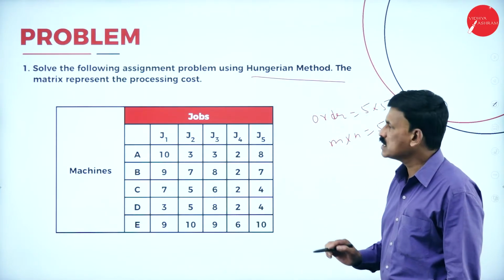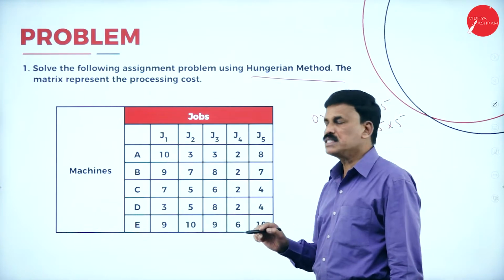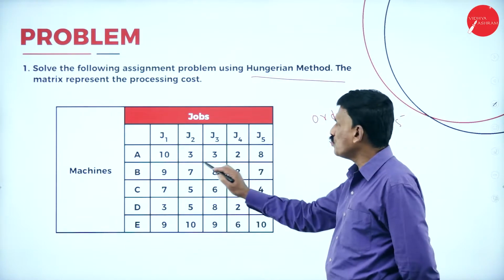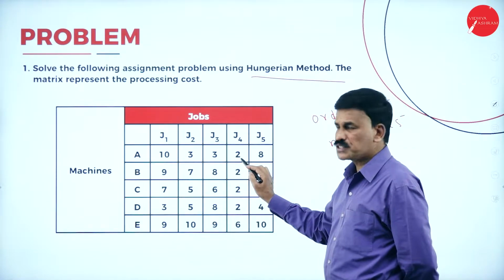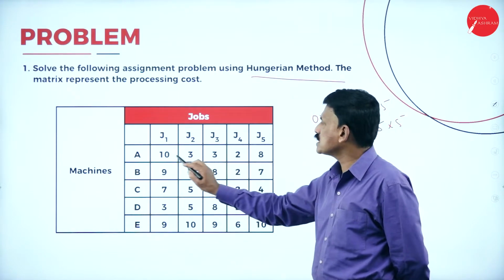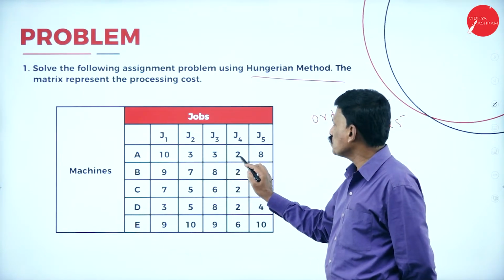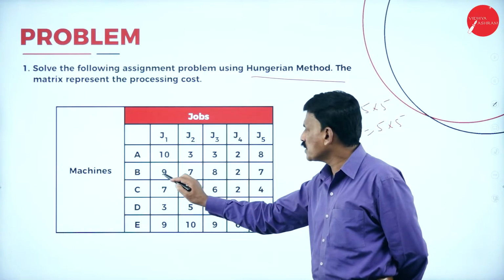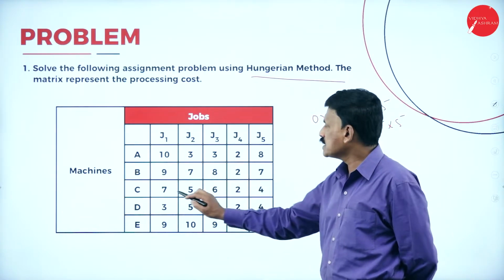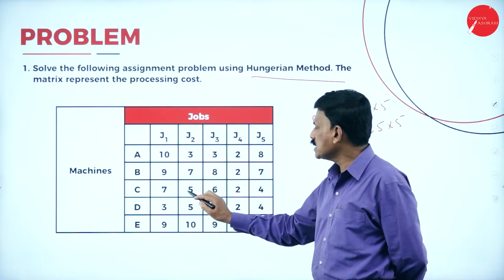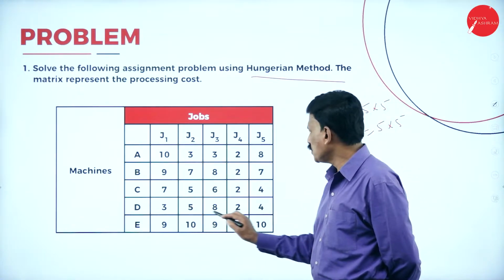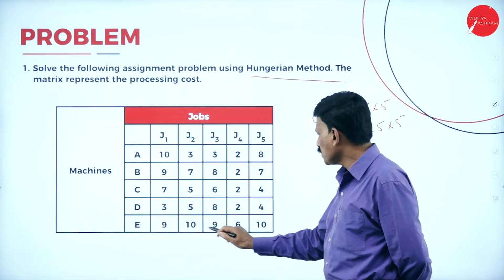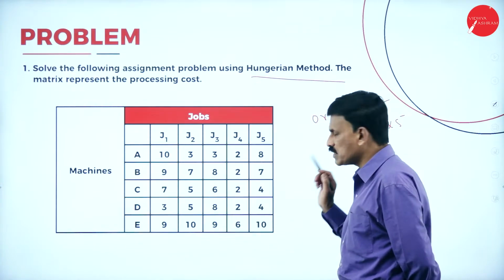Now the first method is row minimization. Row minimization is nothing but identifying the least element in each row. In row 1, row A, the least value is 2. Subtract every element by 2. That is 10 minus 2, 3 minus 2, 3 minus 2, 2 minus 2 and 8 minus 2. Similarly go to the next row. In the next row the least value is 2. Subtract every element by 2. In the third row the least element is 2. Subtract every element by 2. Similarly in the fourth row the least element is 2. Subtract every element by 2. And in the last row the least element is 6. Subtract every element by 6.